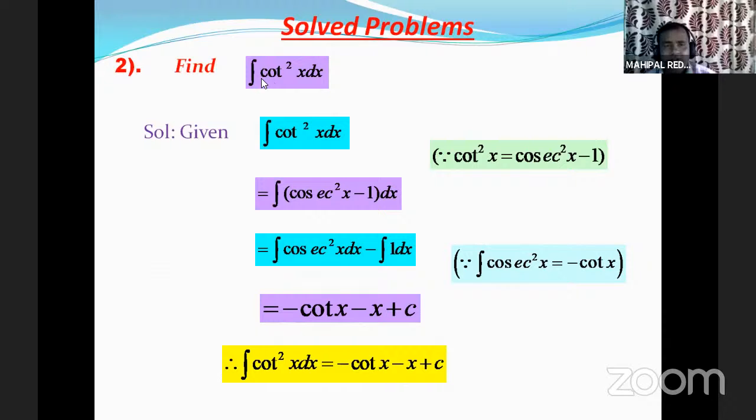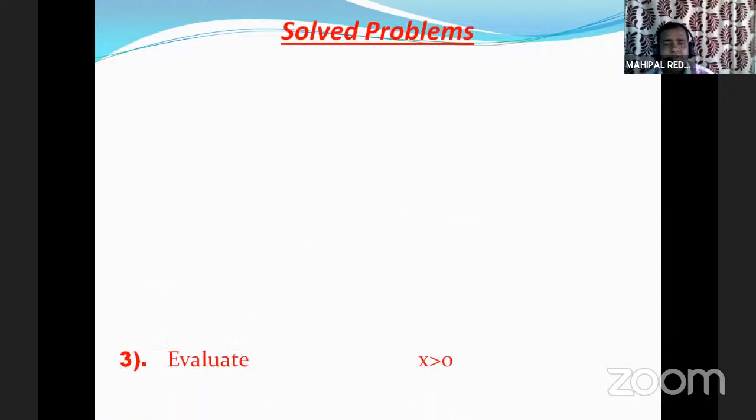So simple: cot square x can be written as cosec square x minus 1. I write the individual integrations: the integration of cosec square x is minus cot x, and the integration of 1 is x. Therefore, the integration of cot square x dx equals minus cot x minus x plus c. One more, a third example here.